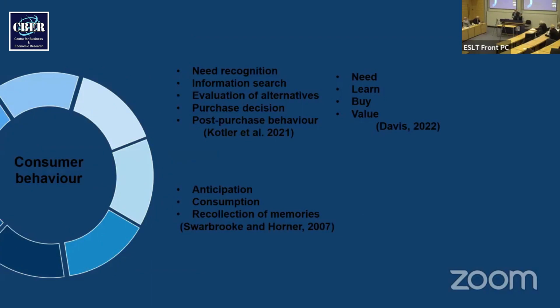Also, we can identify consumer behavior as a process. There is no universal rule for how many stages this consumer behavior process has. However, based on academics, I can identify the most common: need recognition, information search, evaluation of alternatives, purchase decision, post-purchase behavior. That was the most common that I found. Also, other academics break it down into 4 main stages like need, learn, buy, and avoid.